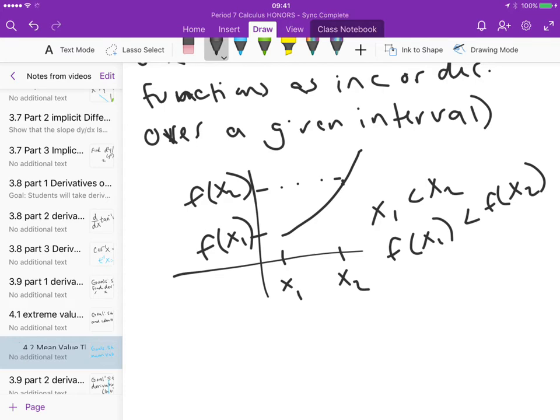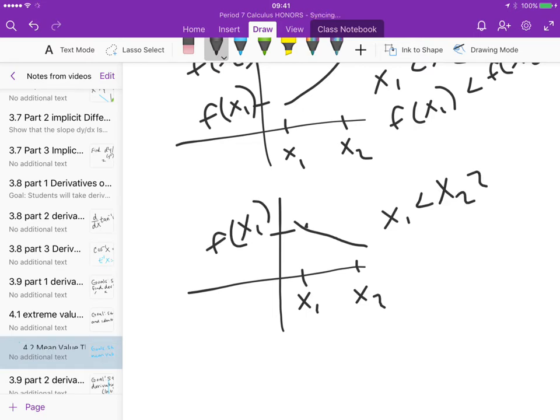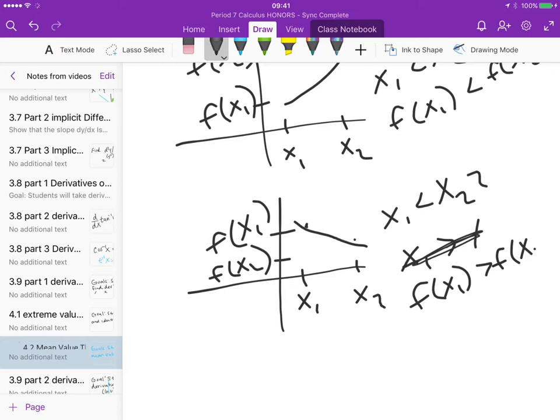And then it goes vice versa. Let's say we're dealing with a decreasing function. We have x1 and x2 once again, but the function looks more like this in this particular example. Here we can see that x1 is still less than x2, but the value of f of x1 is now greater than the value of f of x2. So that shows a decreasing function, and the one up top showed an increasing function.